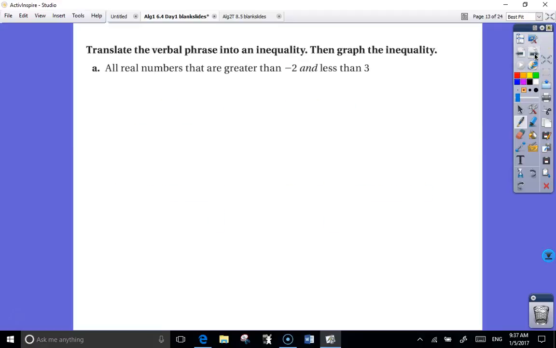Okay, all real numbers that are greater than -2 and less than 3. Okay, how do you say greater than -2? Greater than -2. Okay, less than 3. And these are tied together with an and. So what has to be true? They both have to be true. In terms of the shading, what are we going to look for? The overlap. Okay, so let me graph this.